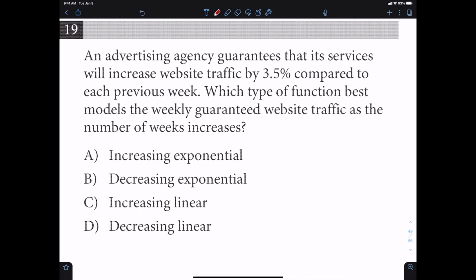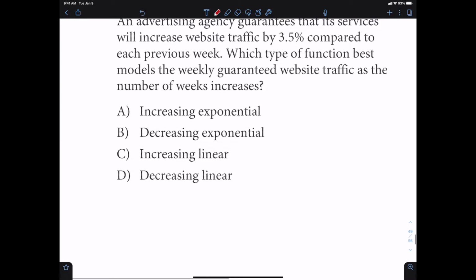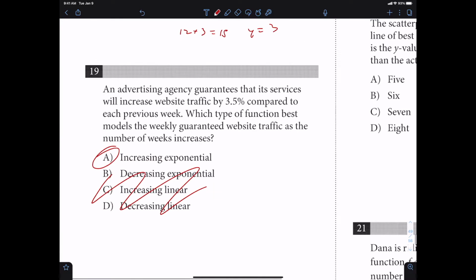All right, an advertising agency guarantees that its service will increase website traffic by 3.5% compared to each previous week. Which type of function best models the weekly guaranteed website traffic as the number of weeks increases? It's going to be increasing exponentially, right? And we can prove this by coming up with a number.